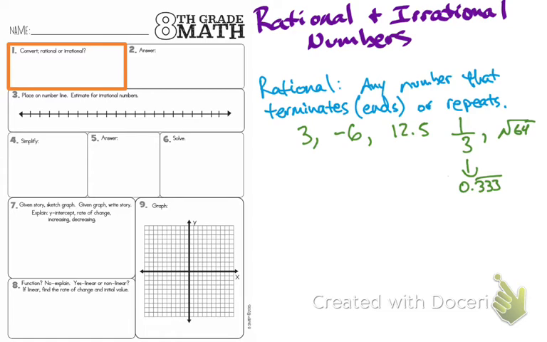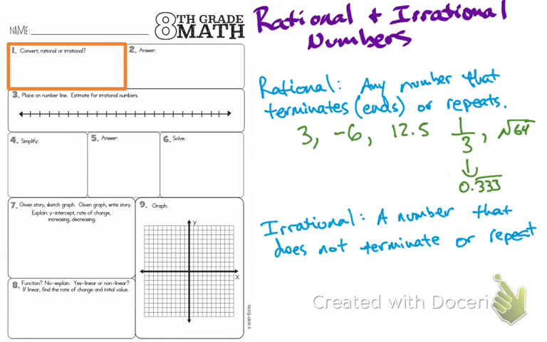Let's go ahead and define our term irrational numbers. Irrational numbers are numbers that don't meet those same rules for rational numbers. In other words, they don't terminate and they don't repeat. And everybody here has probably worked with one irrational number so far in your math experience. That irrational number is the number pi.